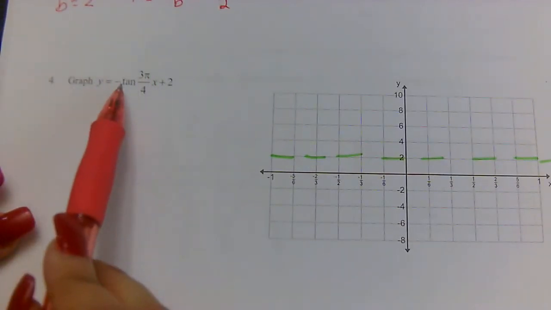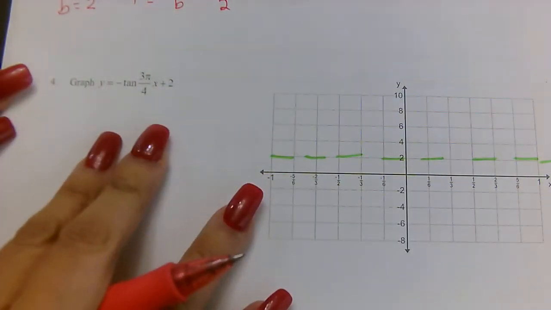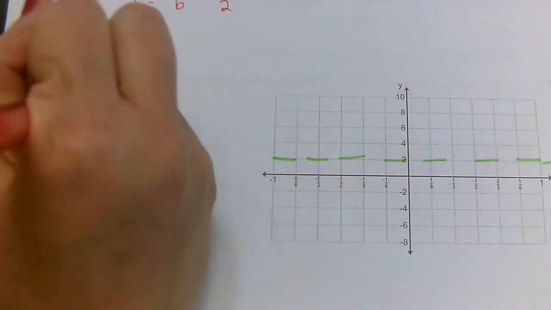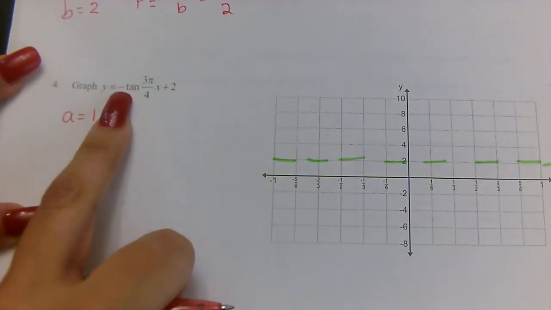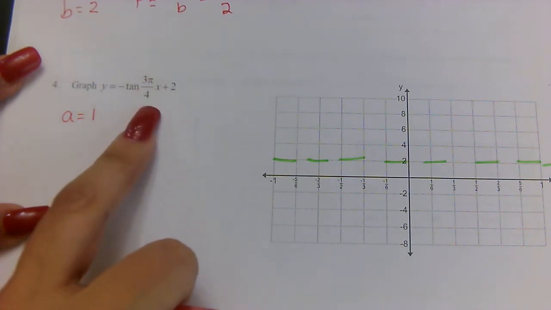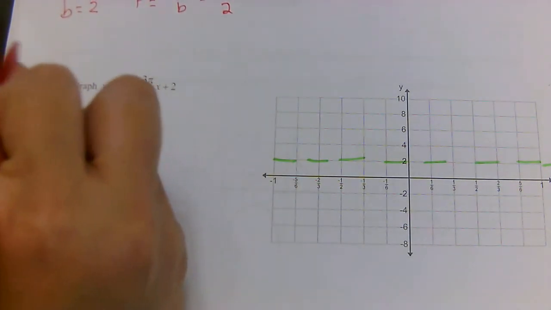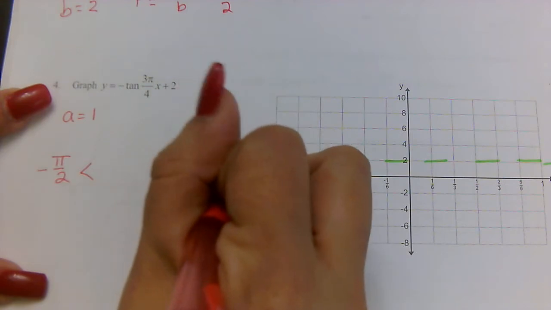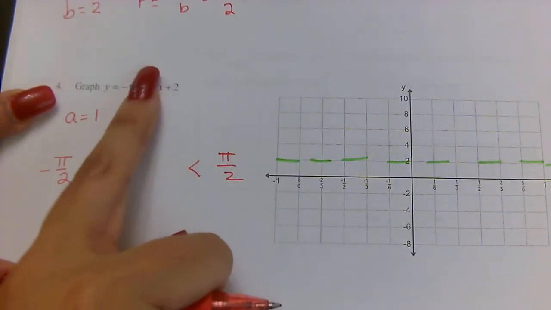This part, tangent, remember, identify your asymptotes. Also, I want to note here that A is equal to 1, okay, and there is reflection. So we're going to keep an eye on that. But before that, we're going to go ahead and list the asymptotes. Asymptotes for tangent are -π/2 to +π/2. In the middle here will be whatever you have attached to the x.